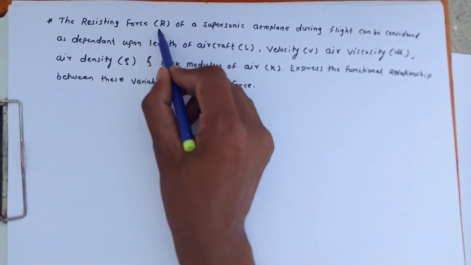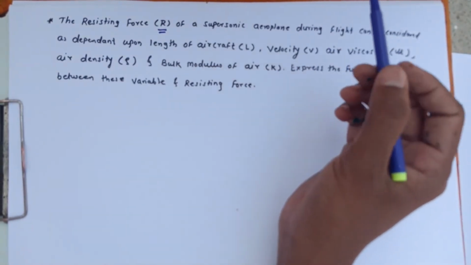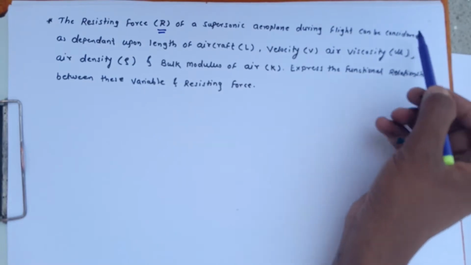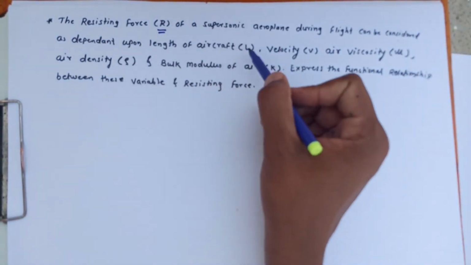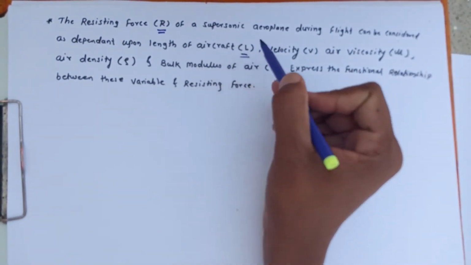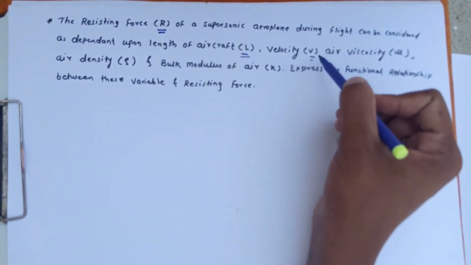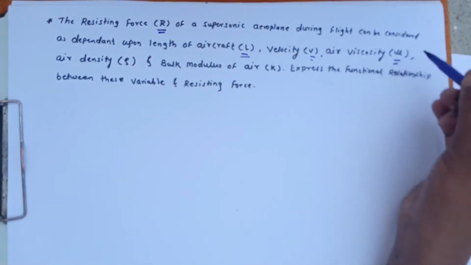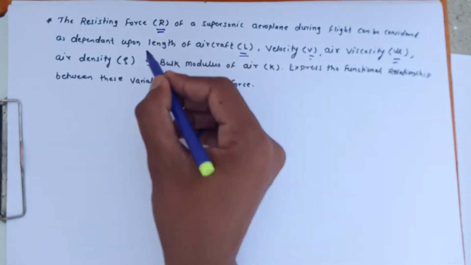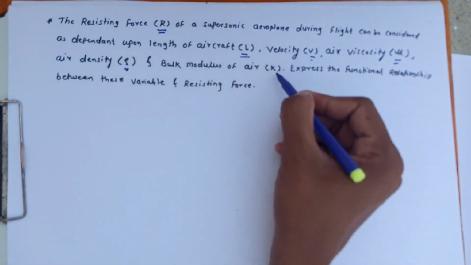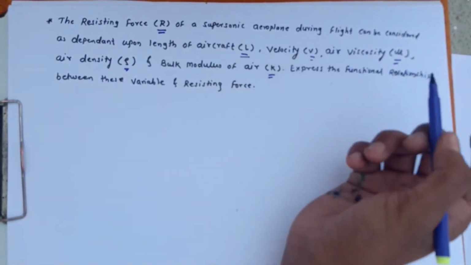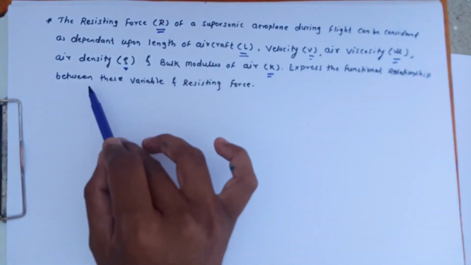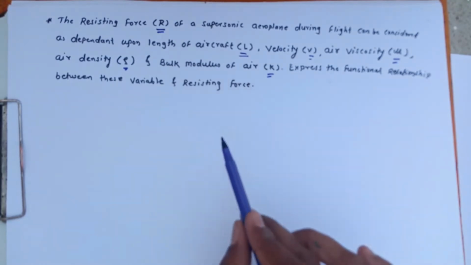The resisting force, denoted by letter R, of a supersonic aeroplane during flight can be considered as dependent upon length of aeroplane, that is L, velocity of the air, that is V, air viscosity, that is mu, air density, that is rho, bulk modulus of air, that is K. And we have to express the functional relationship between these variables and the resisting force.